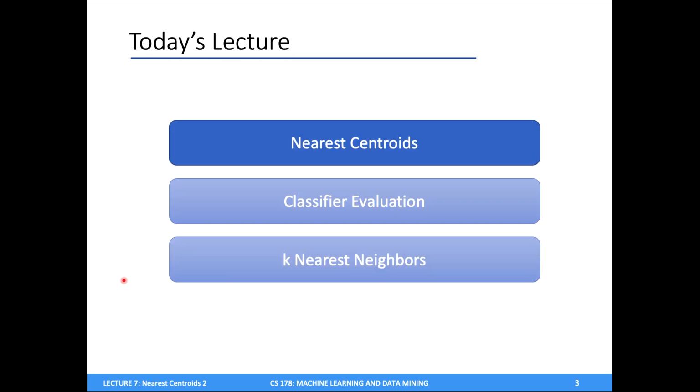Okay. Today we'll continue with nearest centroids. We'll see another demonstration of this classifier. After that, we'll go into some more detail about how we actually evaluate classifiers beyond just the accuracy metric that we looked at last time. And the third thing we'll briefly cover is an introduction to the k-nearest neighbors algorithm. kNN is a simple extension of nearest centroids, but it actually works pretty well in practice, so we'll get a brief introduction to that algorithm today.